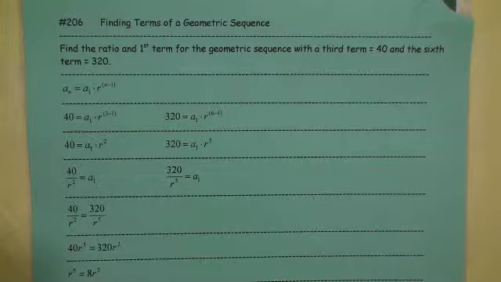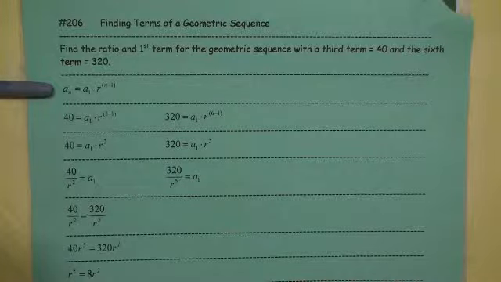Video number 206, finding the terms of a geometric sequence. Find the ratio and the first term of the geometric sequence with a third term of 40 and the sixth term equal to 320. We first start off with the geometric sequence formula or the rule, and you can go back to video 205 to brush up on that.